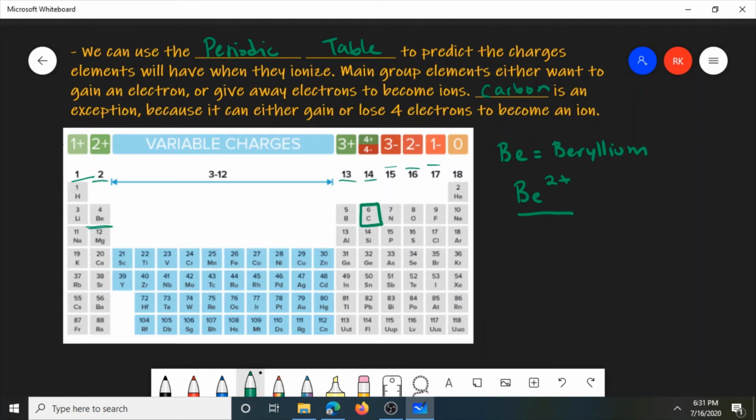Let's try sulfur. Sulfur has the chemical symbol of S, which wants to gain 2 electrons in order to have a net negative charge. So it is written as S 2-. S is its chemical symbol.